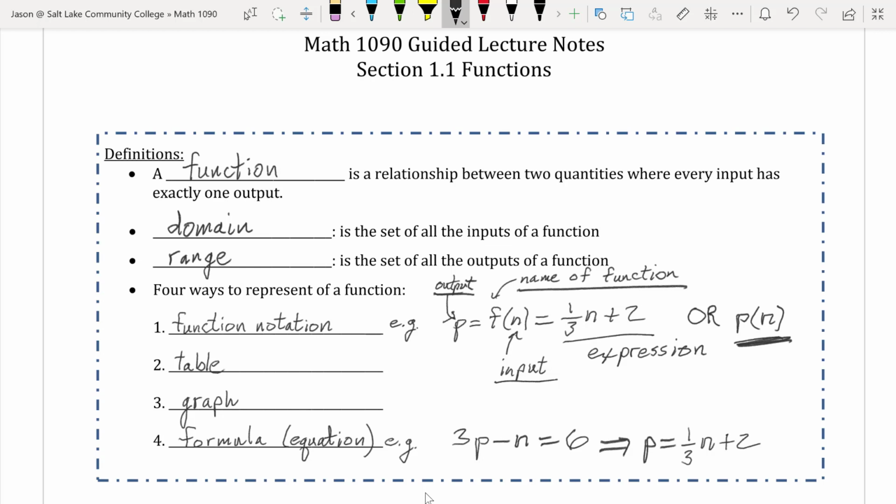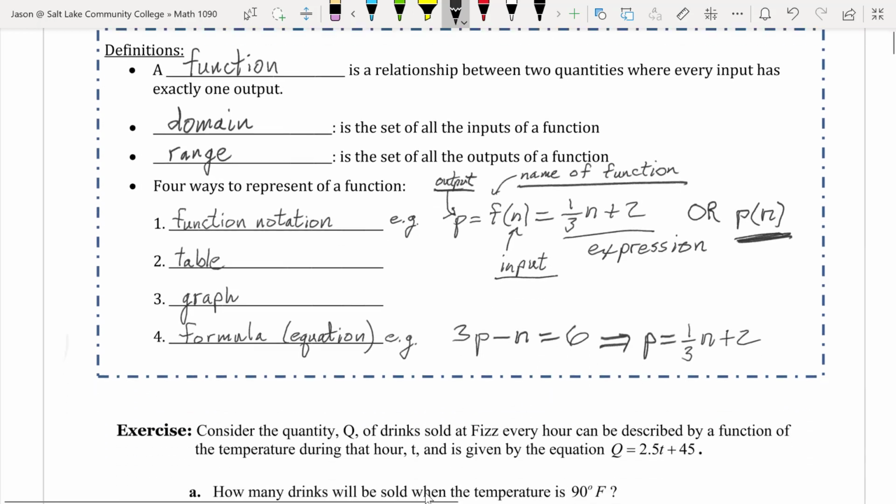Also, when we use a formula or equation, you might see something like what we have here, 3p minus n equals 6. And then if we solve that for p, we find that p is equal to 1/3 n plus 2, the same function we had up above. But notice that we don't need to give an explicit name to the relationship between p and n necessarily. So an equation is one way to define a function without giving it an explicit name. And this is common. We don't often want to waste time trying to name things, because naming things can be difficult.